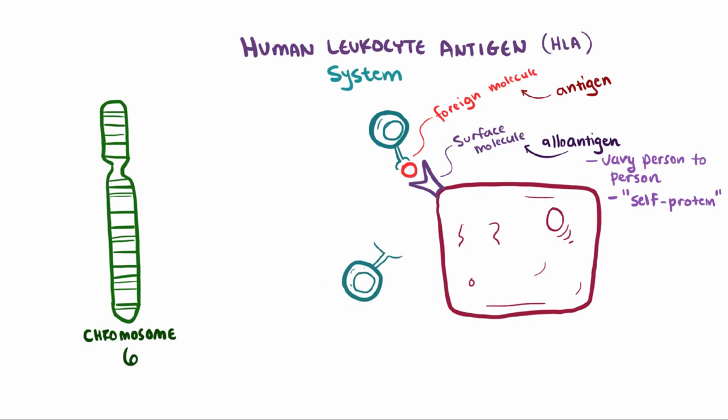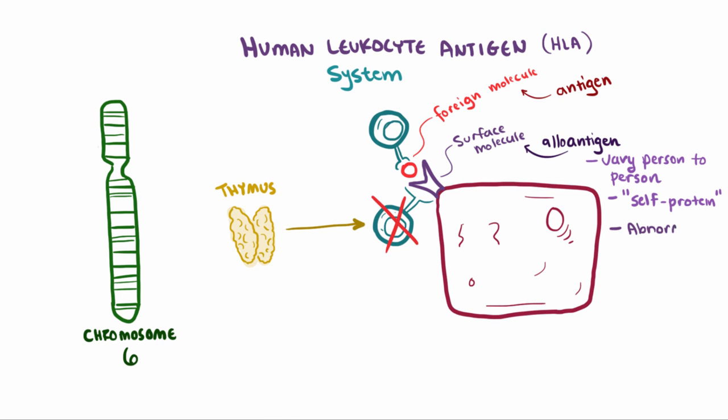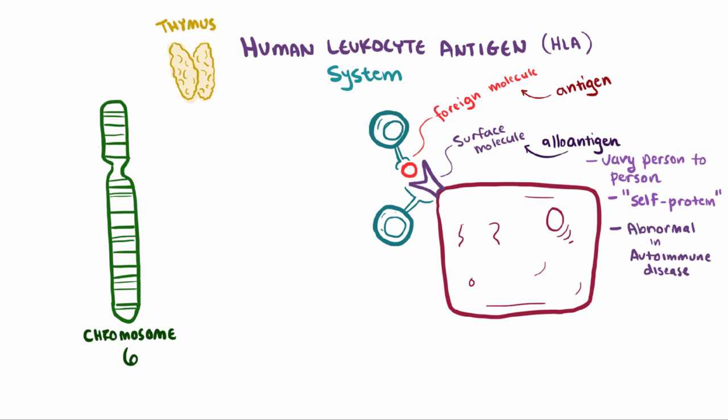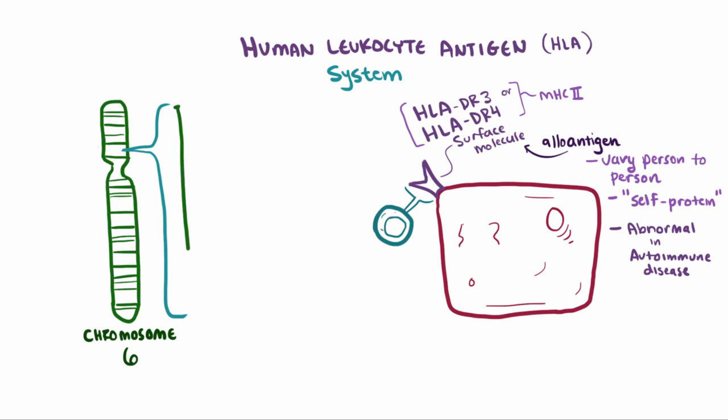Usually, our thymus makes sure that the T cells that attack these self-proteins aren't allowed to survive. In autoimmune disease, there may be some abnormality associated with specific self-proteins that lets the T cells attack them. Based on studying people with autoimmune hepatitis, they often have HLA-DR3 and DR4, which are both MHC class II surface receptors. The DR part refers to its location on the chromosome.